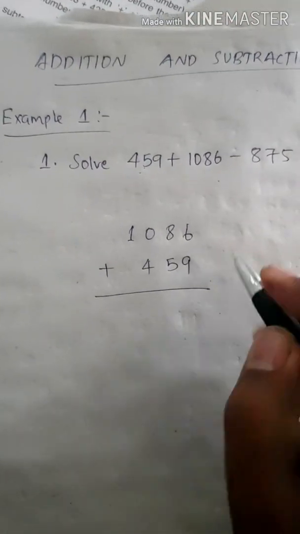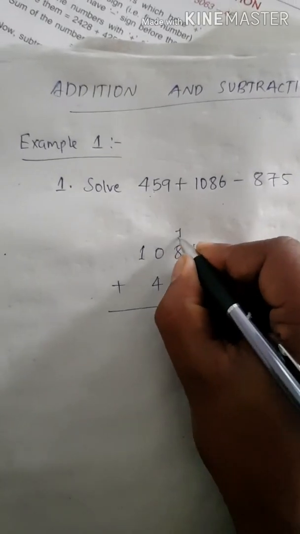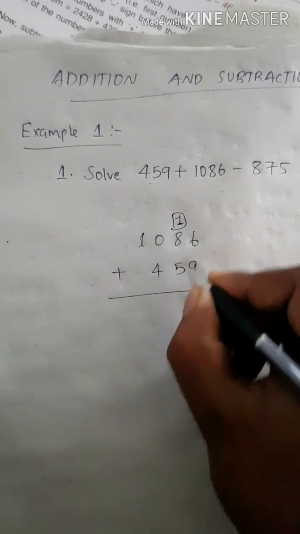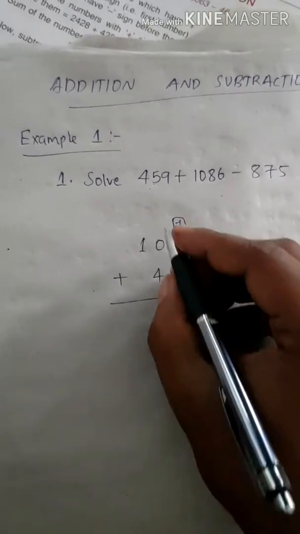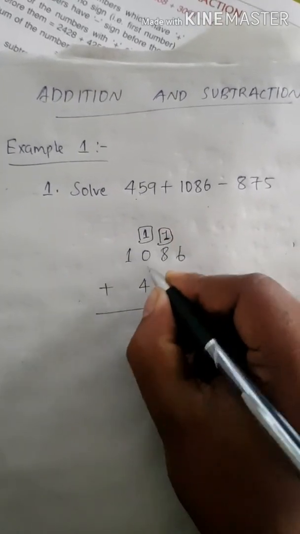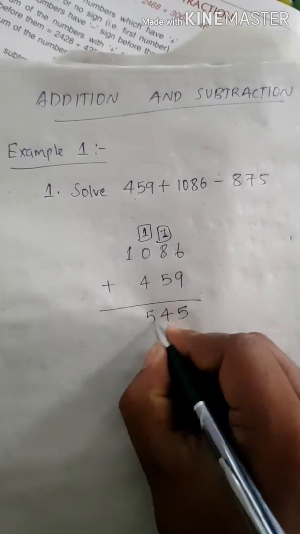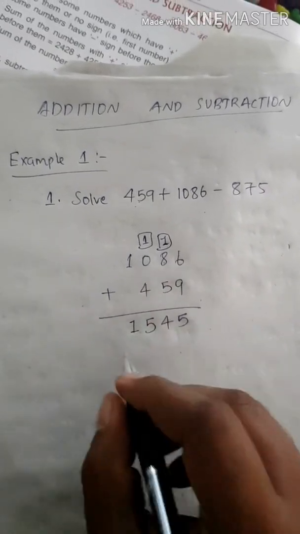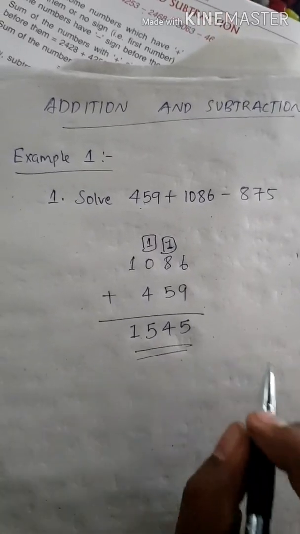So 6 plus 9, what is 6 plus 9? It is 15. 1 is carry. 8 plus 1, 9. 9 plus 5, 14. 1 is carry again. 1 plus 0 is 1. Then 1 plus 4, 5. Next 1, let's write here 1. So then the answer is 1545.